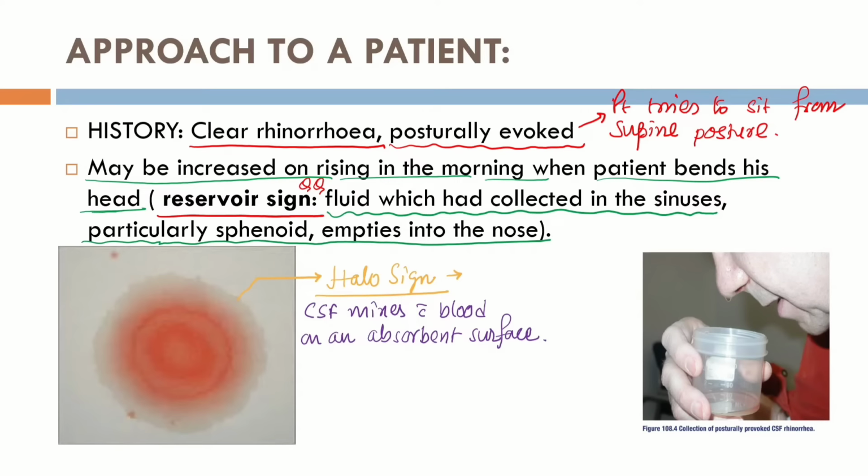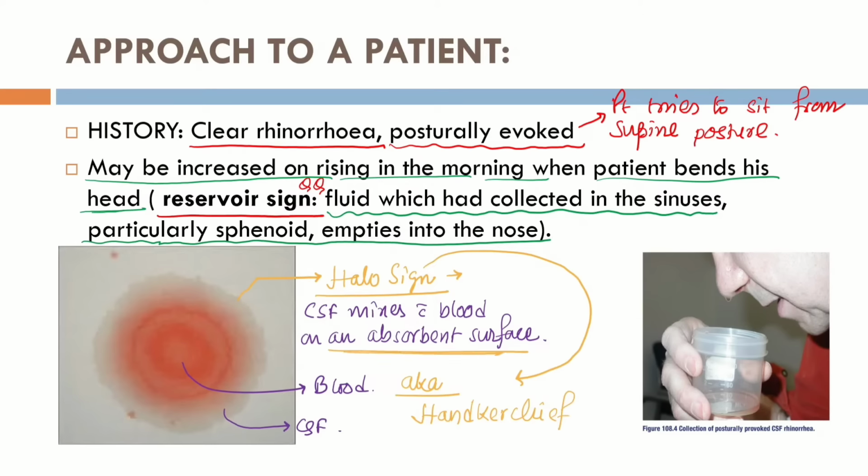The blood forms a spot in the center. So this is the blood in the center, and a lightly stained ring forms a halo around it. This is due to CSF. This halo sign is reliable for detecting CSF, but not at all exclusive. Obviously, this is not at all exclusive. This halo sign is also known as handkerchief sign, because mostly the absorbent surface used is a handkerchief.